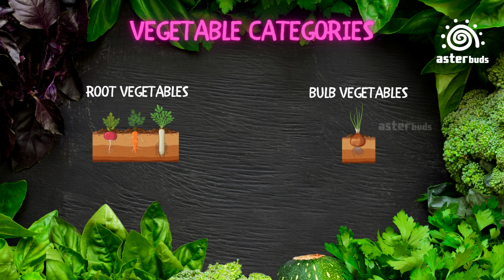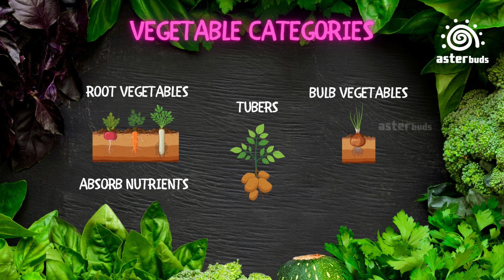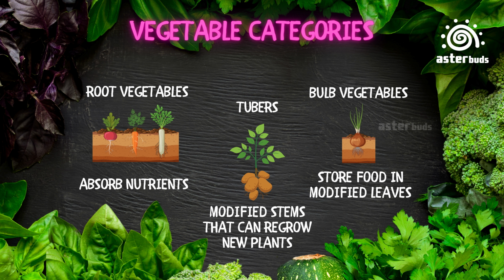While root, bulb, and tuber vegetables all grow underground, their roles in the plant's life cycle and their structures differ. Roots primarily absorb nutrients, bulbs store food in modified leaves, and tubers are modified stems that can regrow new plants. Understanding these differences enhances our appreciation of how diverse and adaptable plants are in storing energy and nutrients.